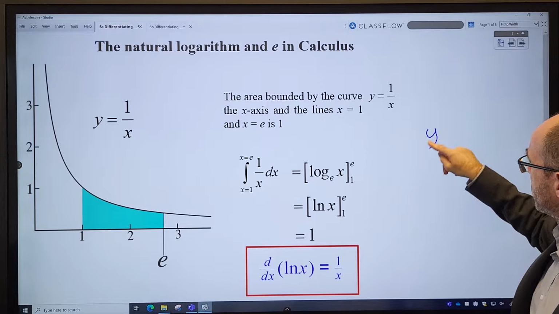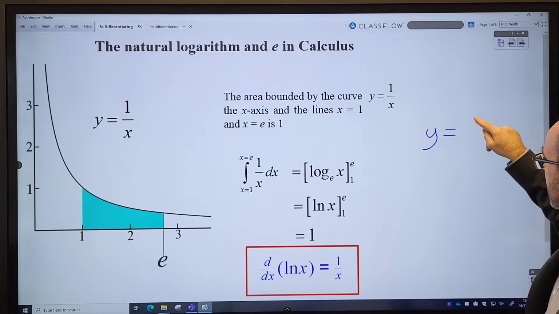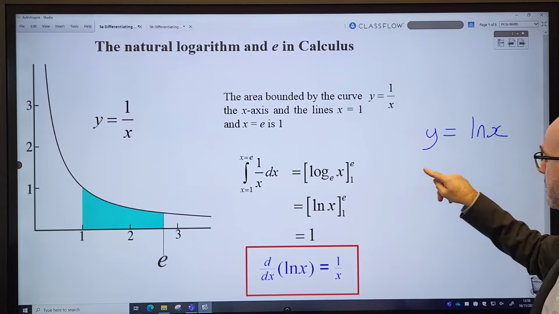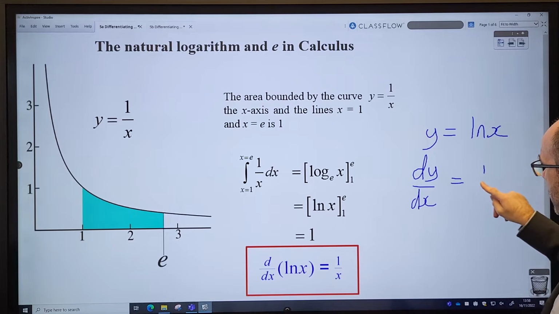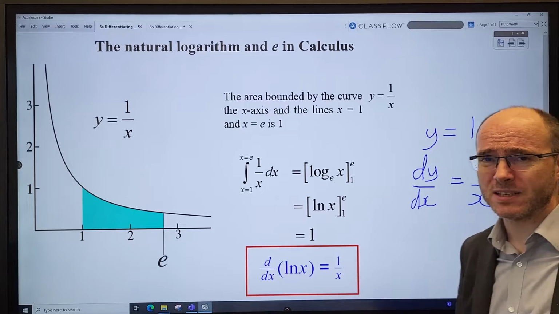Okay, well, the result is, if I just do it in that order. So basically the result is if y equals natural log of x, then when you differentiate it, dy dx is equal to 1 over x. Okay. So that is essentially the rule.